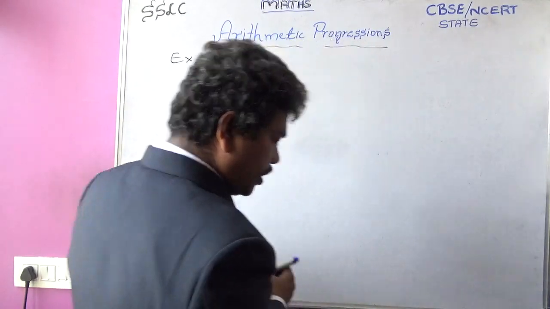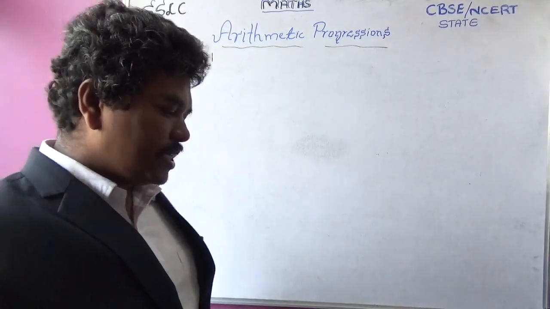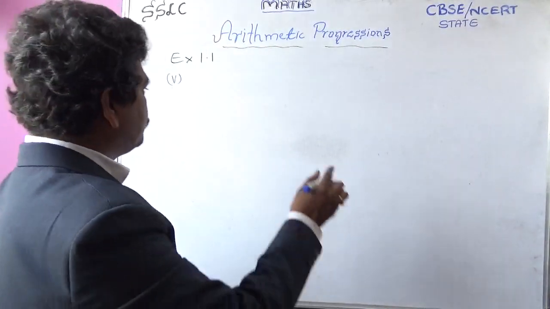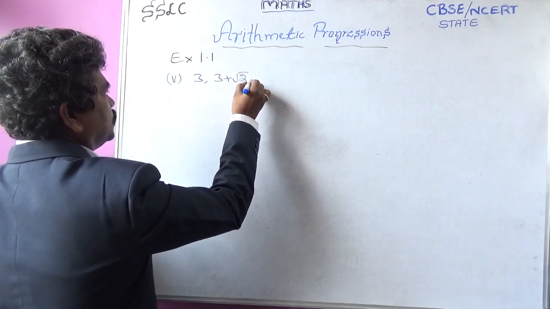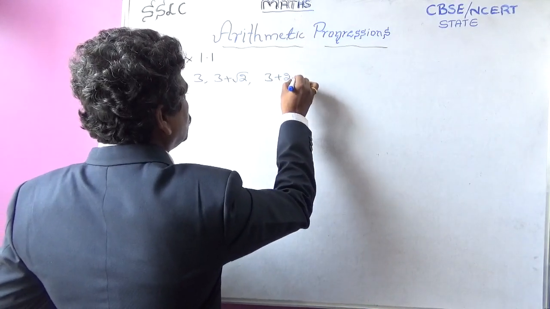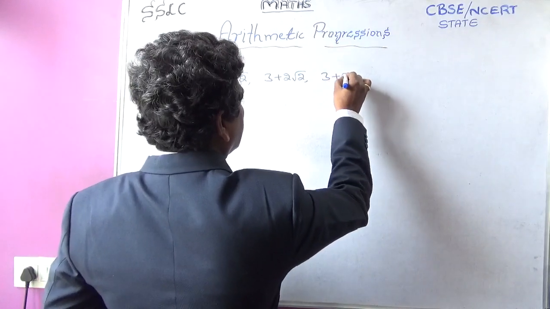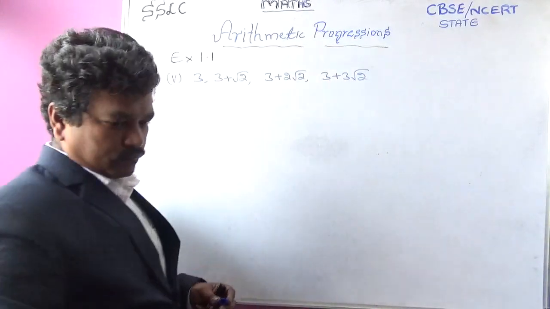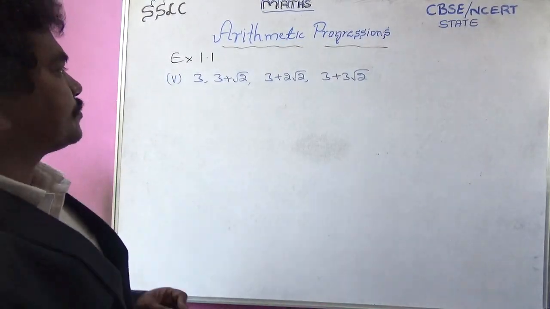So here is one more problem, that is the 5th one I take here, because the 4th one is easy, we have to solve that one. Here it is 3 plus root 2, 3 plus 2 root 2, and then 3 plus 3 root 2. So this is the problem they have given. Now we have to solve this one.